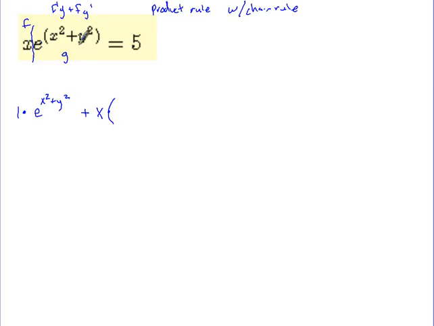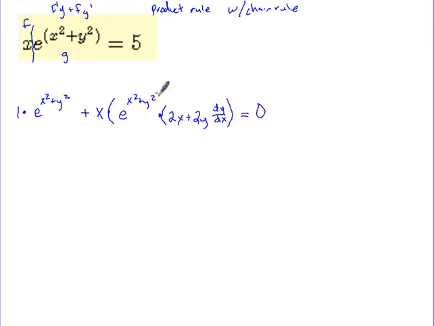Now, this is going to be a chain rule. How do you take the derivative of this? It's exponential, so it's itself. So e to the x squared plus y squared times the derivative of the exponent here. So wouldn't that be 2x plus 2y? But because I took a derivative with a y, dy dx. And then equals, what's the derivative of 5? 0. Okay? So this is where it gets interesting.